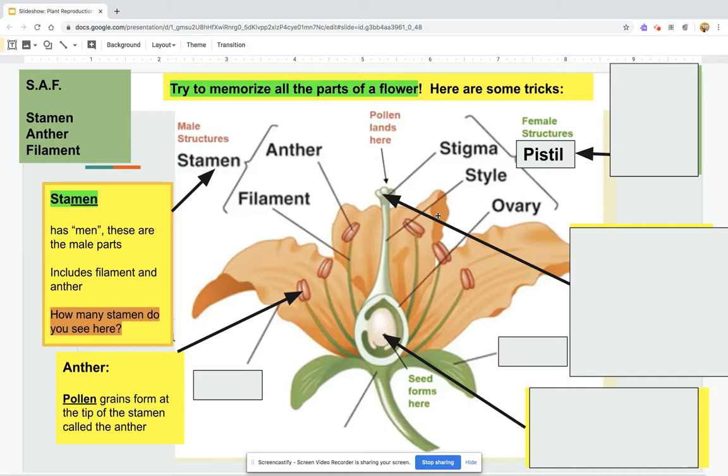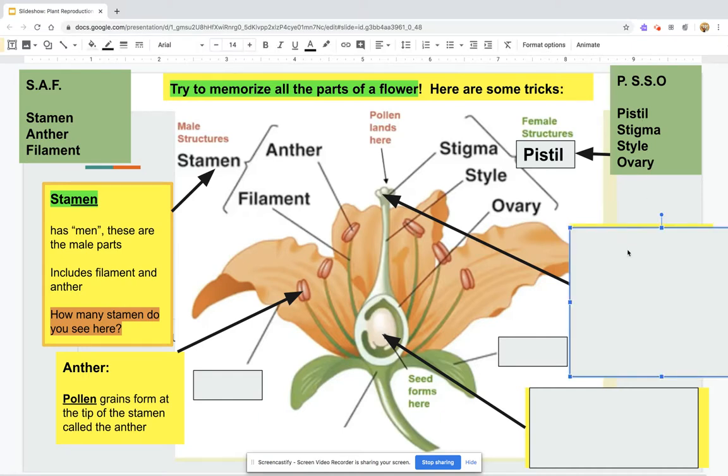Okay, so how can we remember what the female structures? The female structure is the pistil, and then we have a stigma, style, and ovary. So how can we remember that? So PSSO. So the pistil is the entire structure. The stigma is the top part, the sticky stigma. The style is the connector between the stigma and the ovary where the seed would form. Okay? PSSO.